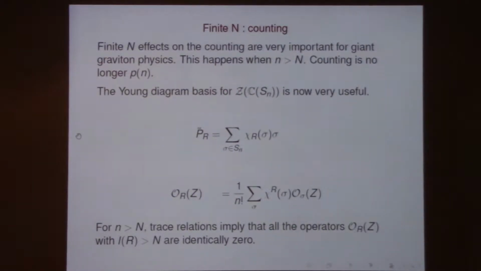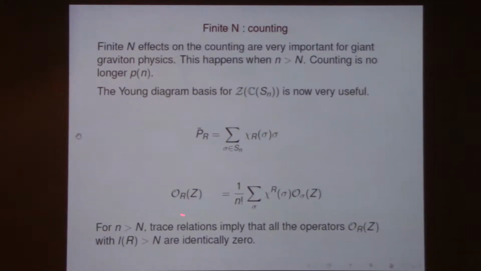the center. So the Young diagram basis for the center was that we could build these central elements by summing permutations with a character. And correspondingly, for each sigma, we had a gauge invariant operator. So for each gauge invariant operator built out of sigmas, we could also correspondingly sum them with characters to build what are called Schur polynomial operators.